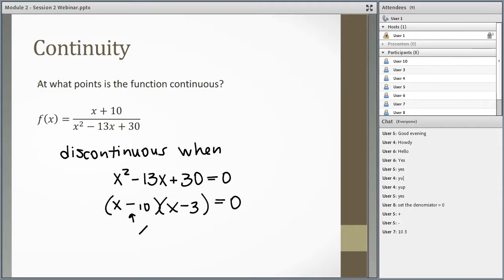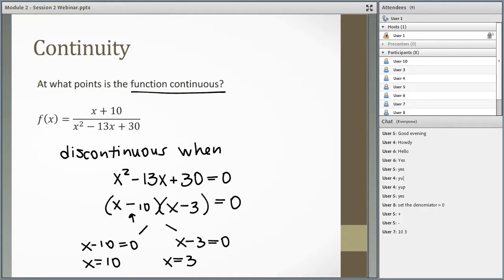So now I can set both of those equal to 0, so I can kind of break it apart and say x minus 10 equals 0. This is where it's discontinuous. And x minus 3 equals 0. So that means x equals 10, there's a discontinuity, and x equals 3, there's a discontinuity. So we wanted to know the points where the function is continuous. So we know it's discontinuous at 10 and 3.